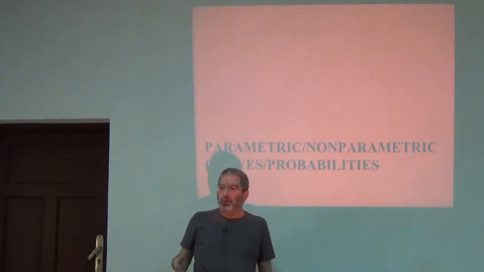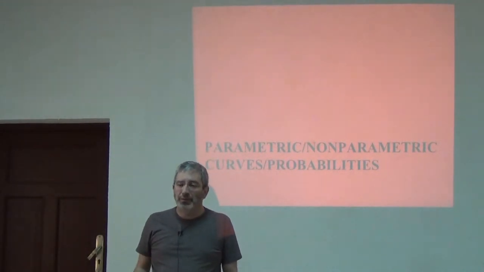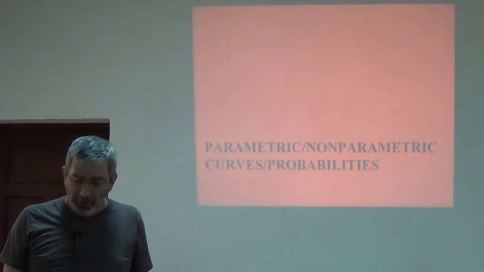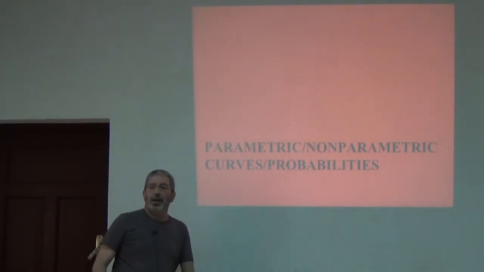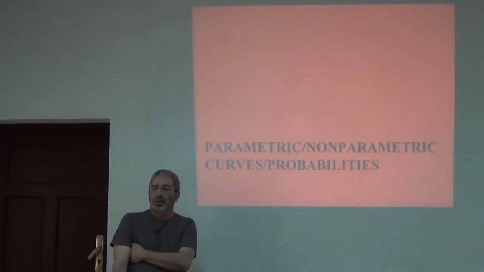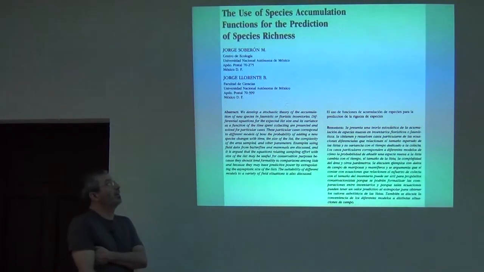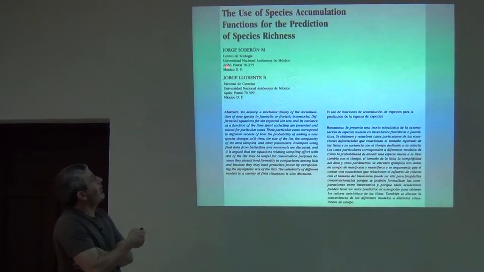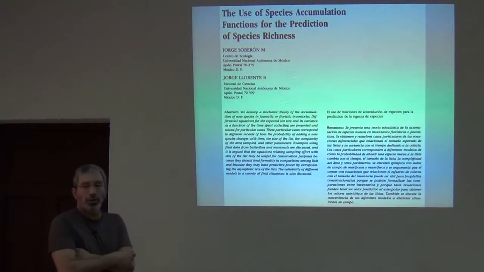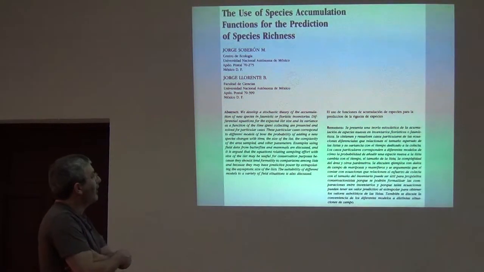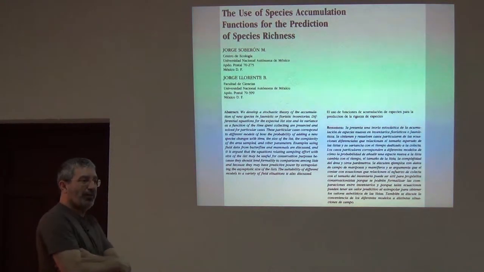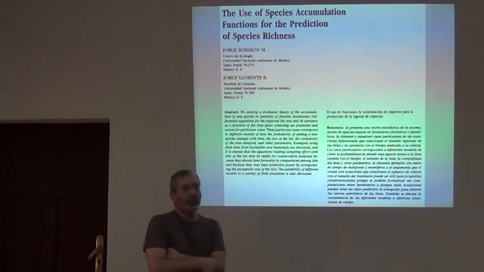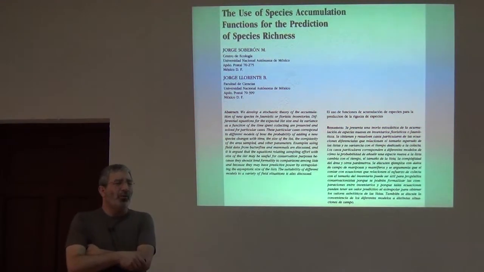But we really want to be a bit more quantitative than that. And so beginning in the 1980s, there was a series of efforts that were aimed at essentially taking that next step and going beyond just kind of qualitative evaluation. So a good friend of mine, Jorge Soberón, and a colleague in Mexico, Jorge Llorente, published this paper, which was kind of a landmark paper, the use of species accumulation functions for the prediction of species richness. And so essentially what they started exploring was, what can you learn from the shape of that curve?